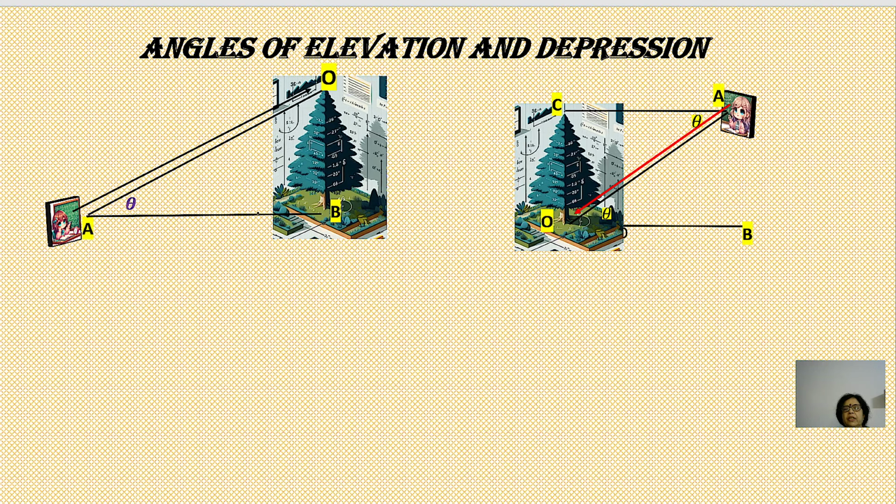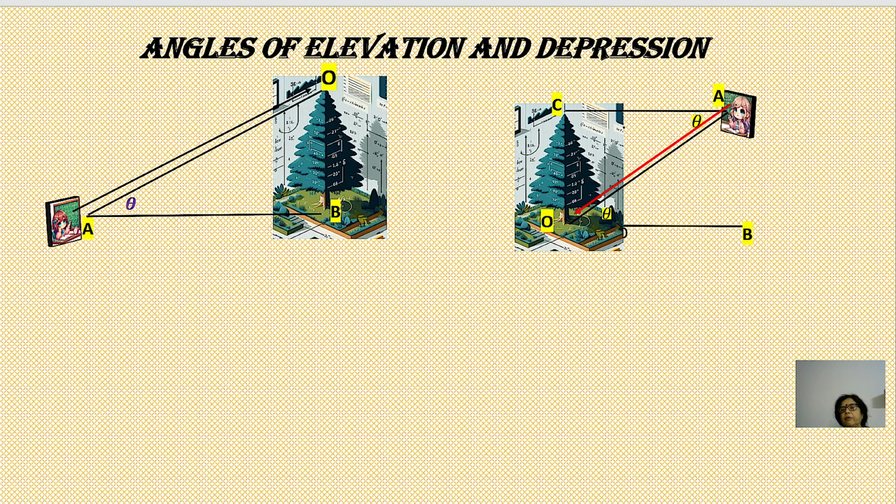Supposing we take the first diagram over here, we have this first line AB which goes to the base of the tree, and AO is another line which goes to the tip of the tree. The observer is positioned at A and his line of sight is AO. Now when he looks at the top of the tree from his position, his line of sight makes a particular angle with the horizontal, and that angle made with the horizontal by the line of sight is called the angle of elevation.